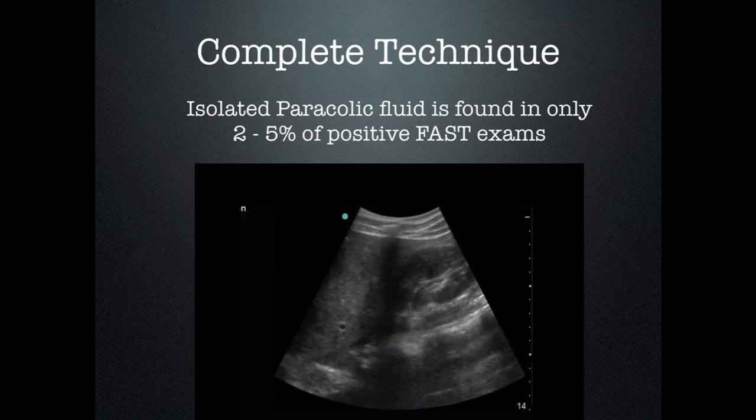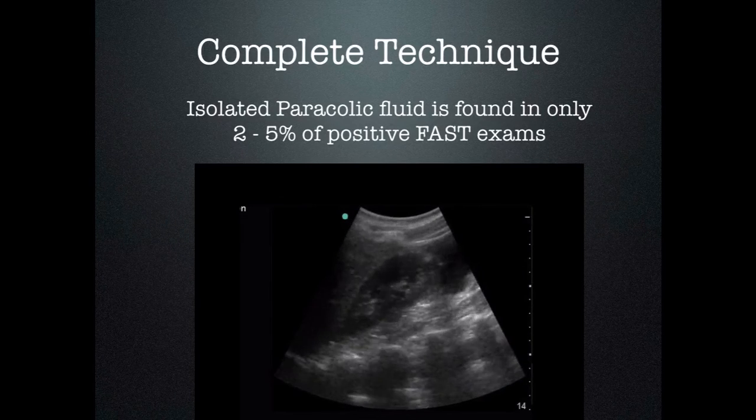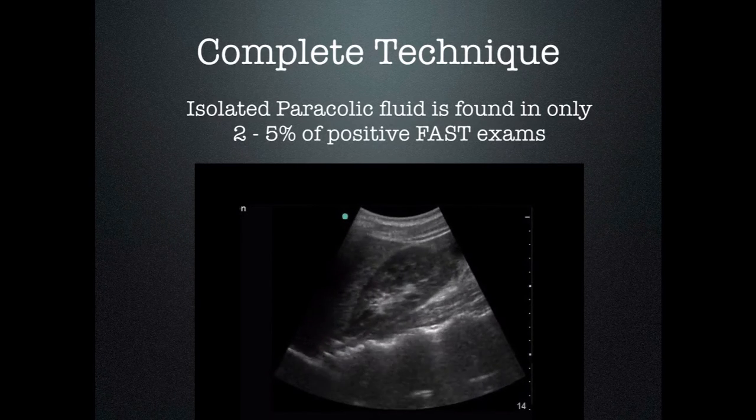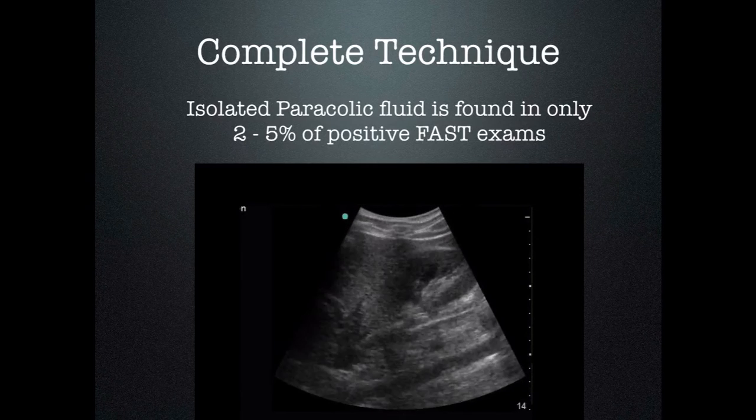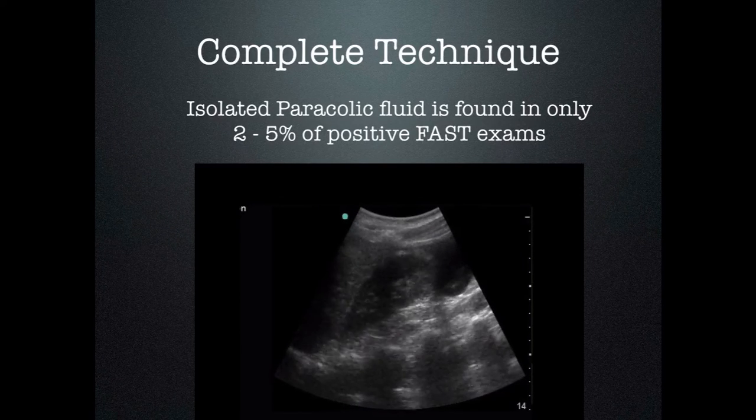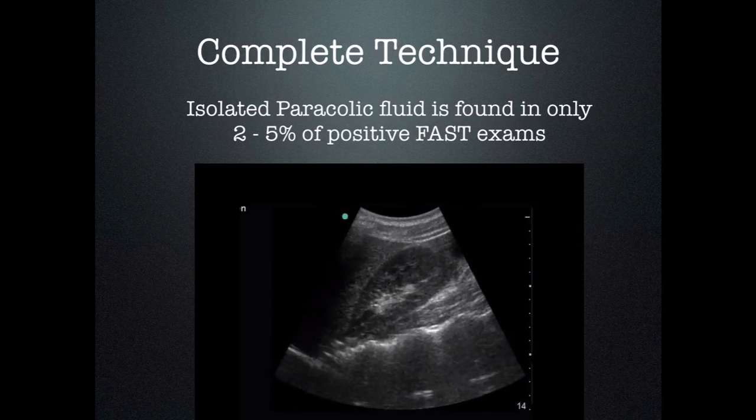I showed this image before. Always slide superior to look at the hemithorax and inferior to look at the inferior pole of the kidney. The isolated fluid in the paracolic gutter is only found in about 2 to 5% of all positive FAST exams, so it's fairly rare.